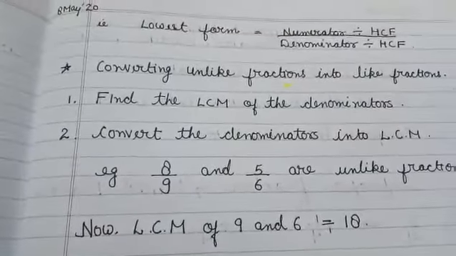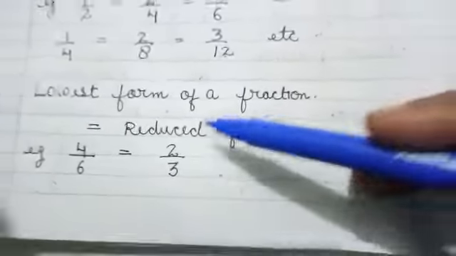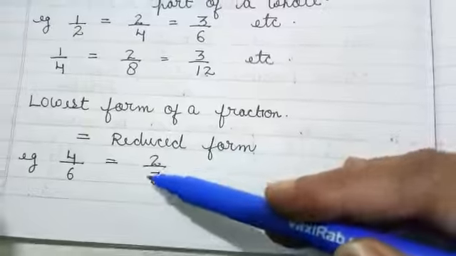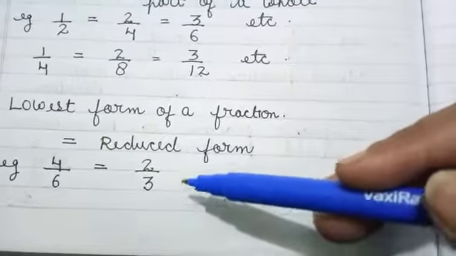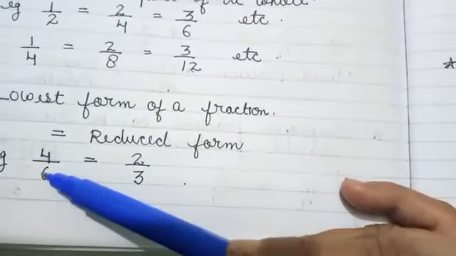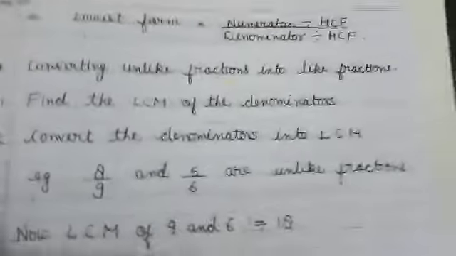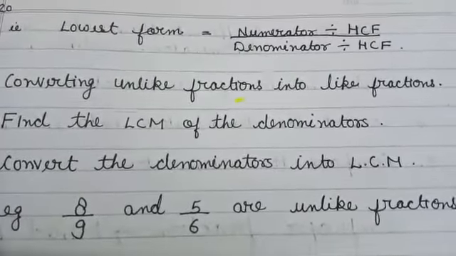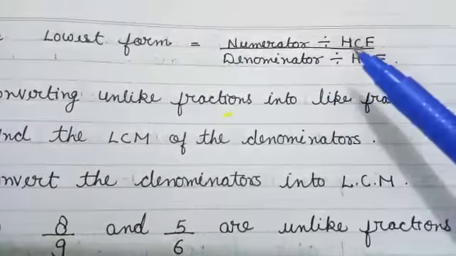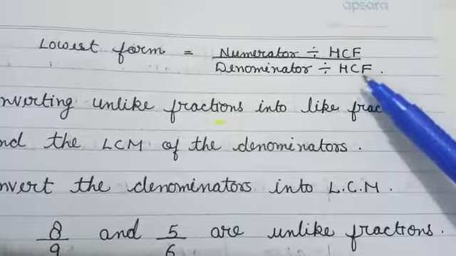So, what I told you yesterday, to convert into the lowest form, we will divide the numerator and denominator by their common factor. So, what is that common factor? That common factor should be the highest common factor. So, that will be the HCF of the numerator and denominator. Means to convert a fraction into its lowest form, we will divide the numerator by its HCF and the denominator by its HCF. HCF of what?